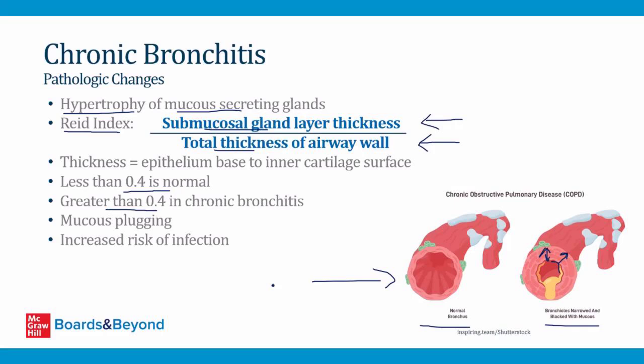What all this means in terms of the patient is that not only is there obstruction to getting air out of the lungs, like we talked about earlier, but there can also be mucus plugging from all this excessive mucus here. And with all the mucus around, that can become an area for bacteria to fester. So there's an increased risk of infection when patients have chronic bronchitis.